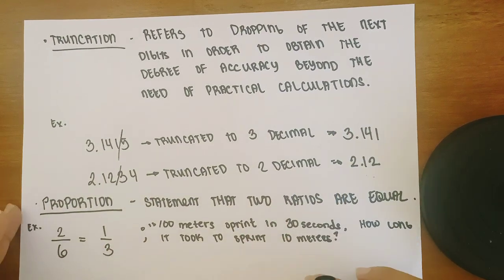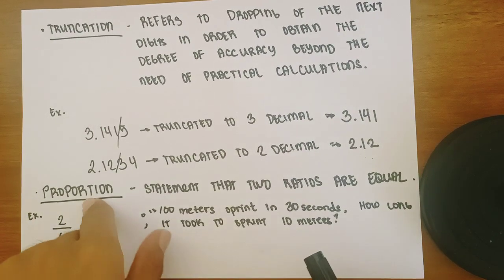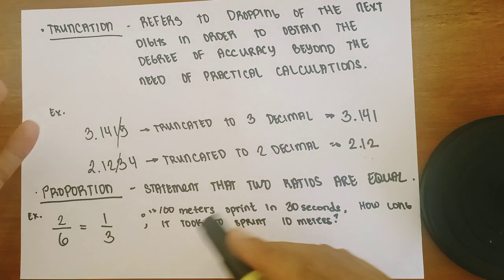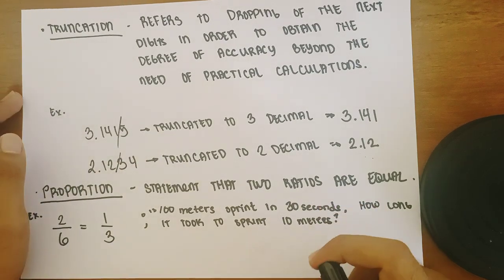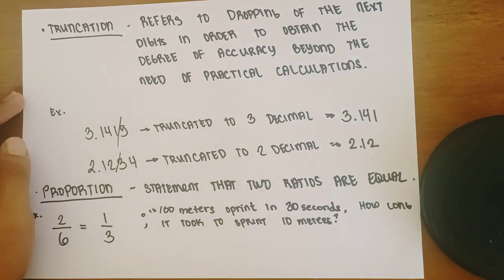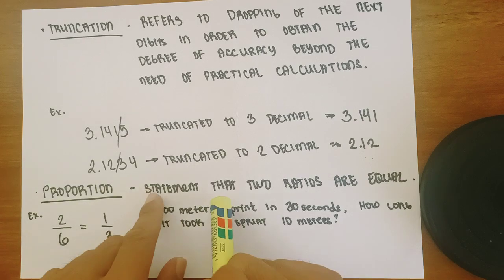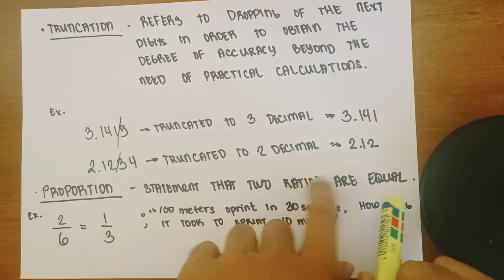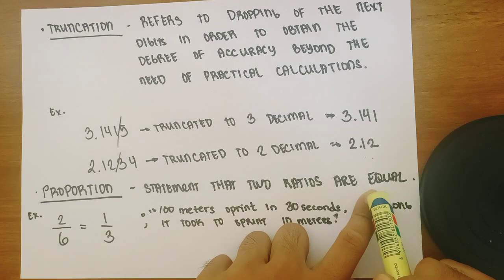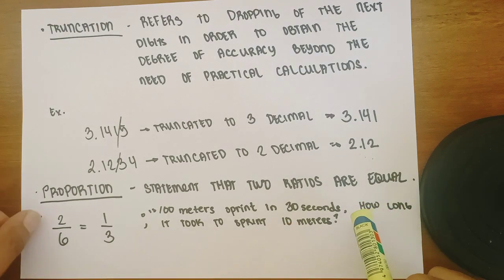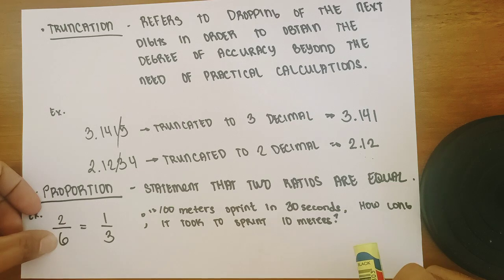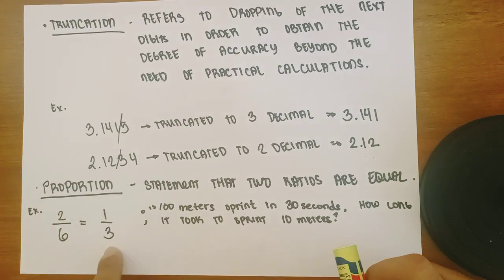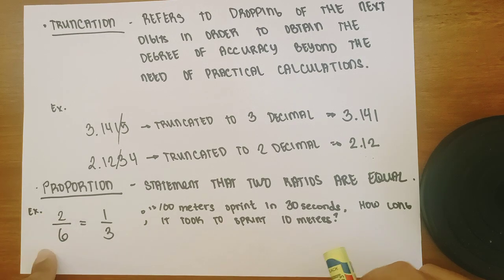Next one is proportion. Hindi naman siya types of approximation. This is another type, terms and definition. So, ang proportion naman is a statement that two ratios are equal. So, pwede nating sabihin, instead of saying 2 over 6, pwede nating sabihin na 1 over 3 siya. So, paano ba natin nakuha yung 1 over 3 from 2 over 6? Ang dali lang yan.